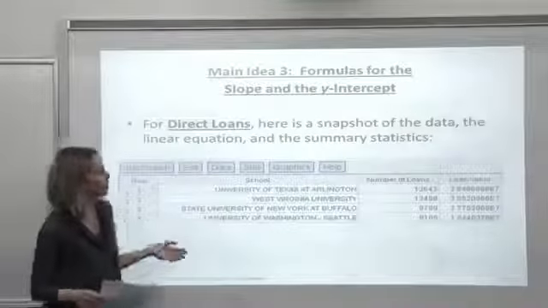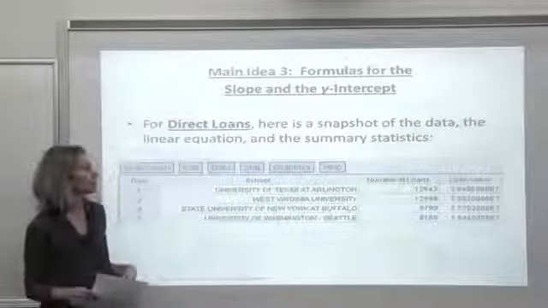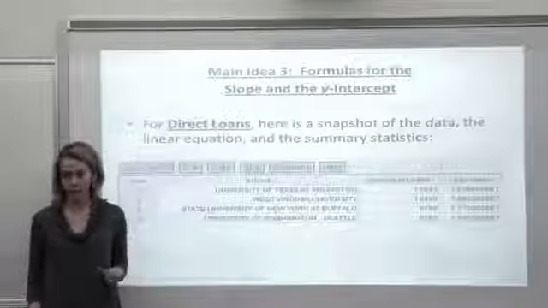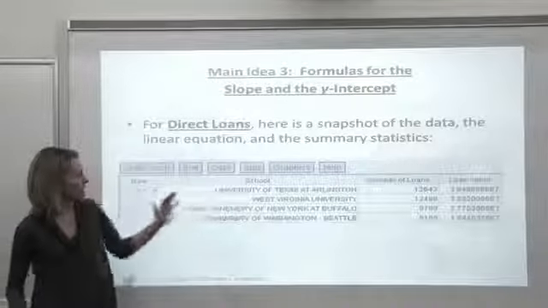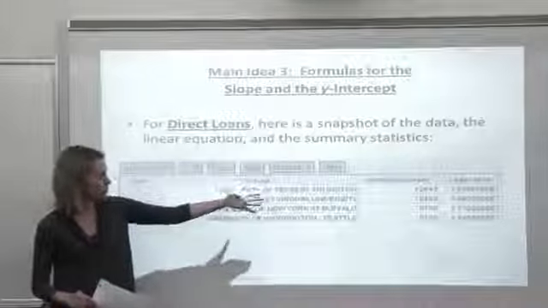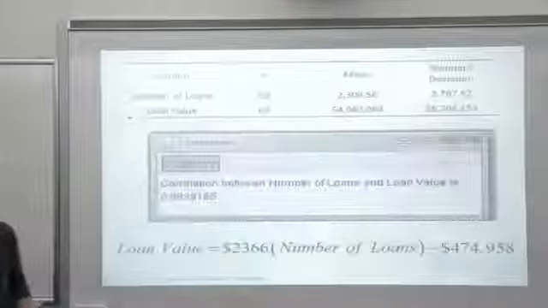The main idea in this video is looking at the formulas for the slope and the y-intercept of your regression equation. And so we're back to the direct loan problem. Recall, here's a snapshot of what the data looks like. So we've got each school, the number of loans, which was X, and the loan value, which was Y.